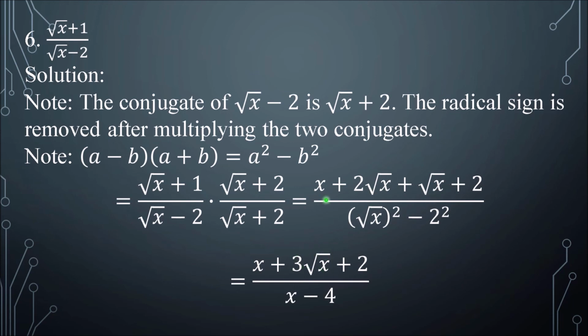And then x plus 2, x plus 2. Now square root of x squared is x. Cancel the radical sign. And then 2 squared is 4. So this will be the quotient.